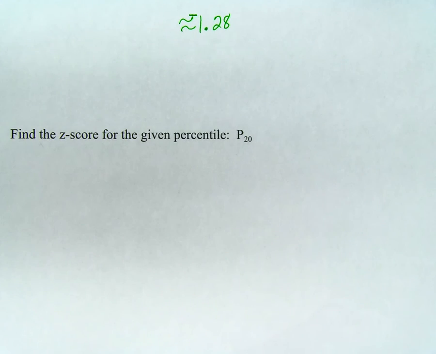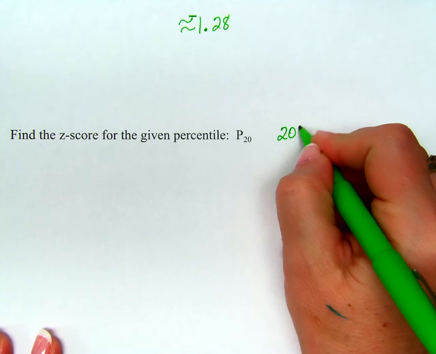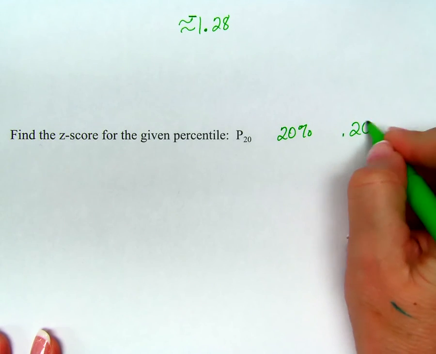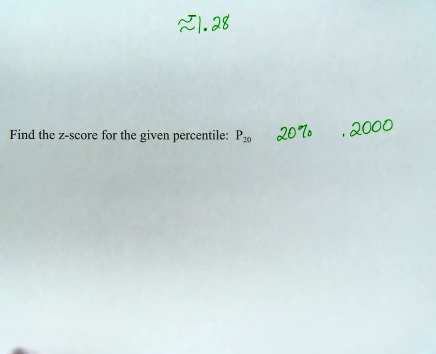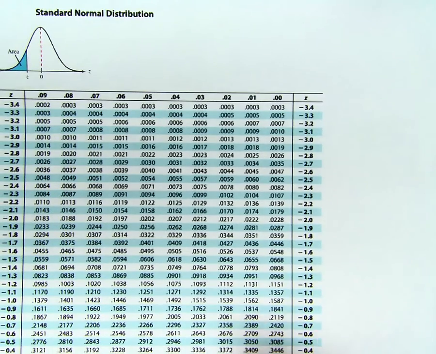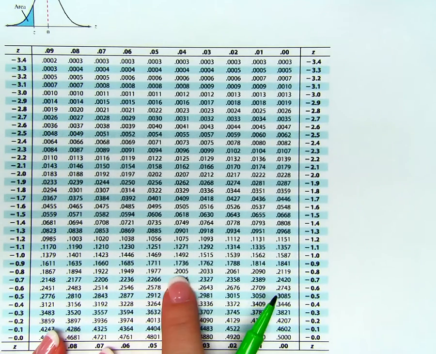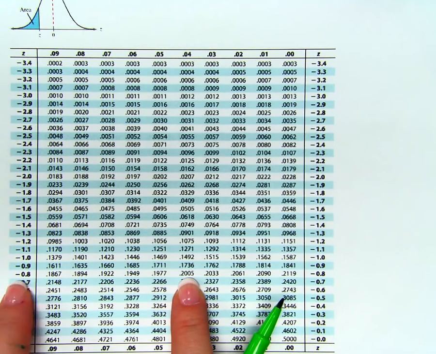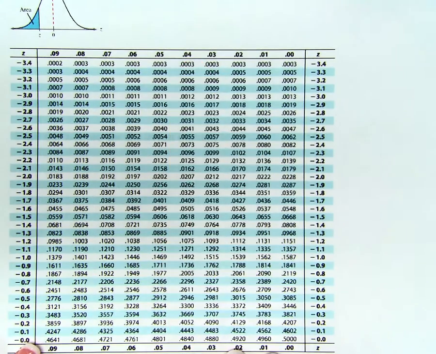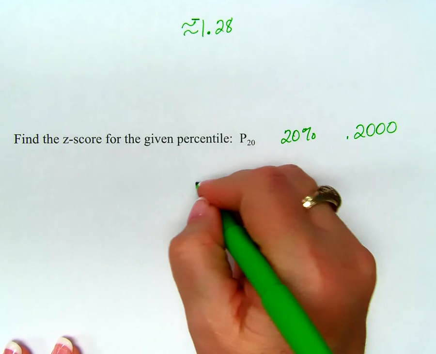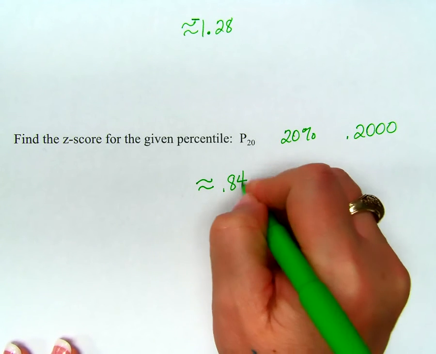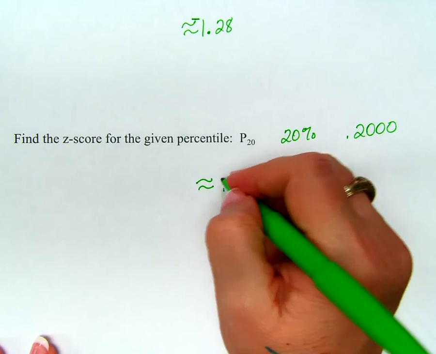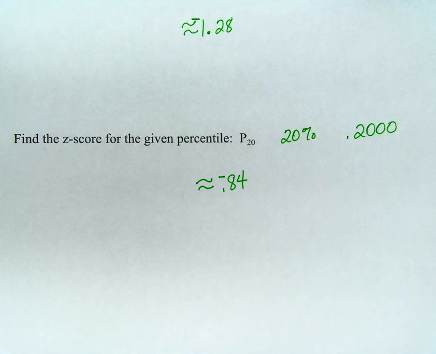What about this one? P20. 20%? 0.2000? 0.2005. I got that. Negative 0.84. Excuse me. Negative 0.84. I keep forgetting my negatives. Okay so far? Yes or no?